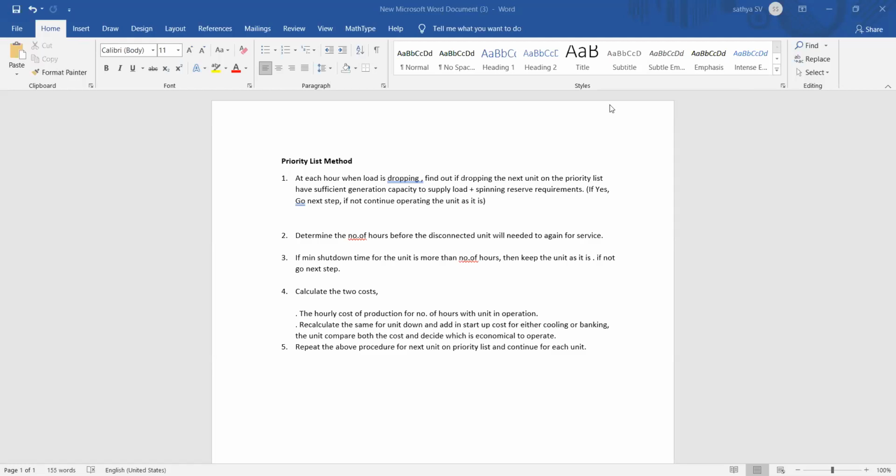Having any doubts in this priority list method for unit commitment solution? If yes, we will go for dynamic programming in tomorrow's session. Clear for all of you, priority list method? Very simple approach, first in first out simply, followed by the remaining.